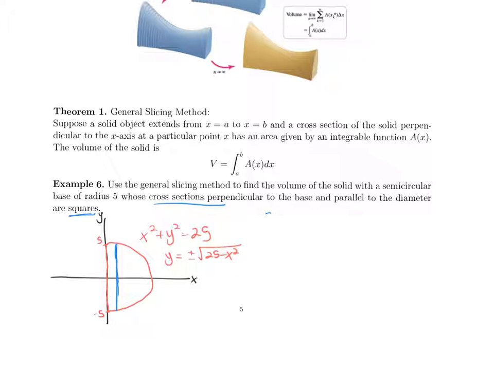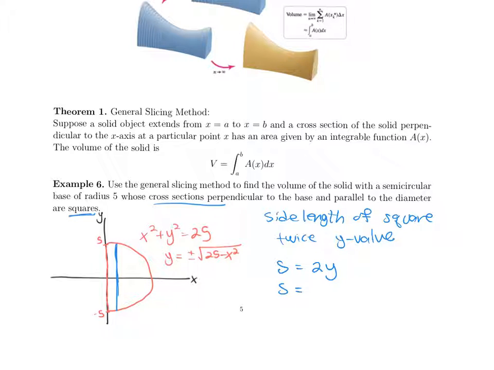And so we're going to think about the side length of the square, and let's just call that S for side length, is going to be twice the y value.